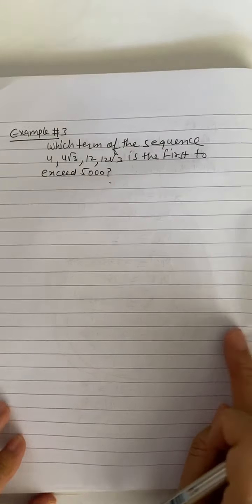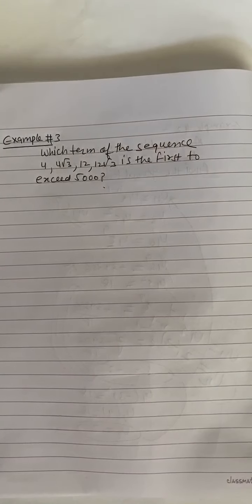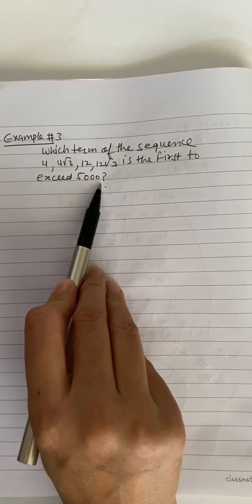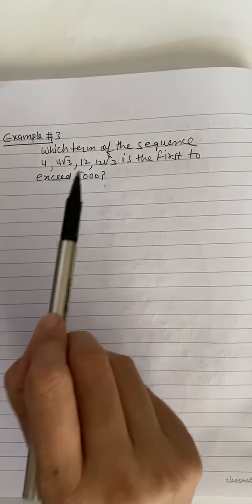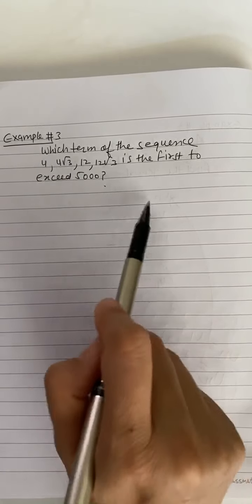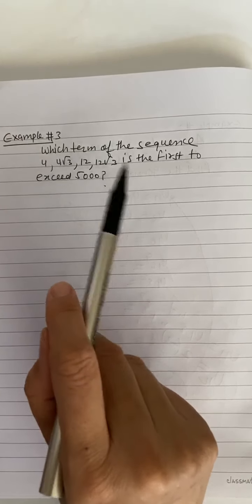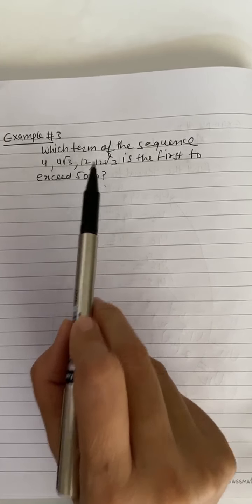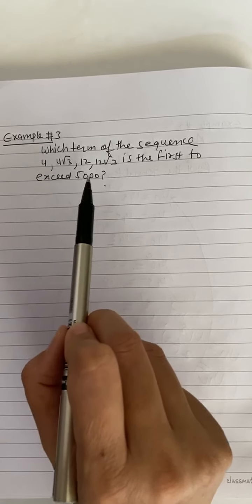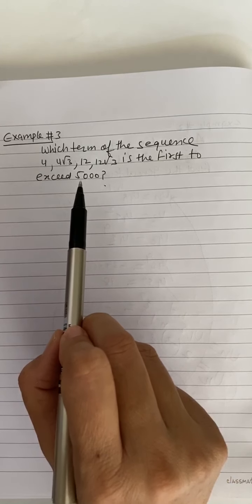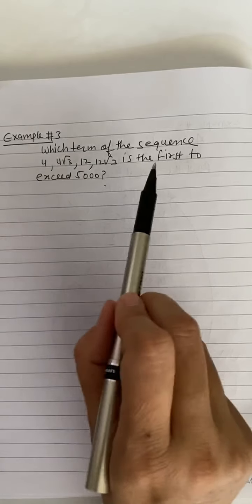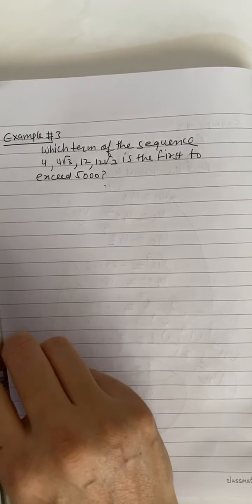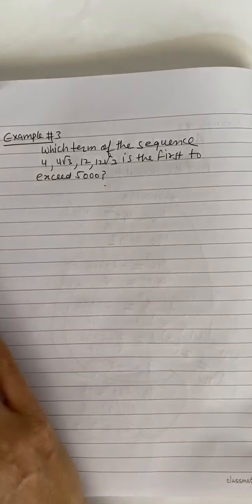Okay, now the next and last example. Which term of the sequence is the first to exceed 5,000? Right now I'm doing a lesson on geometric sequence, so you might assume, and that will be my assumption also, that it's a geometric sequence. But if you have these kinds of questions in an exam, and in an exam you can have mixed questions, you have to make sure that whatever sequence is given, you first check what kind of sequence you have. Is it an arithmetic sequence, or a geometric sequence, or any other kind of sequence?